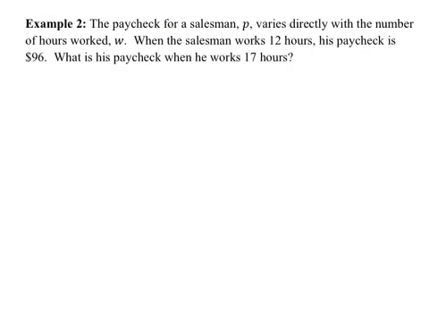Now this next example makes total sense if we think about real-life applications. The paycheck for a salesman, P, varies directly with the number of hours worked, W. So paycheck is the amount of money they get paid, like $80, and it varies with the number of hours, say 5 hours. When the salesman works for 12 hours, his paycheck is $96. What is his paycheck when he works for 17 hours? We could set up a proportion, but we could also use a direct variation equation, and the reason we're doing that here is to see what it actually means.